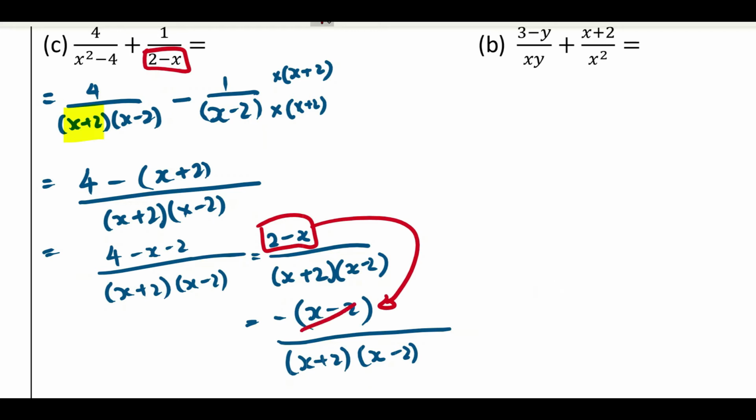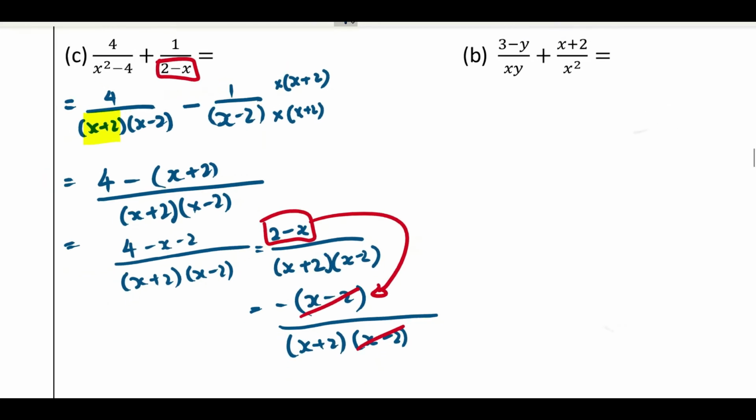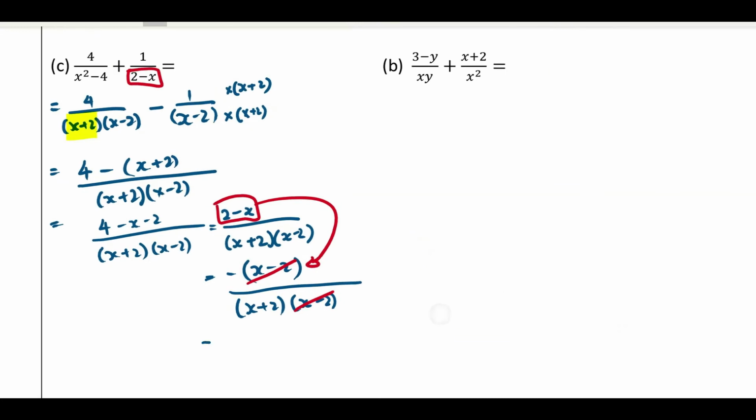Alright? Then this guy and this guy cancel. The answer is negative 1 over x plus 2. Okay, if you write it with the negative here, can. If you write it on the outside here, also can. So all these fraction techniques are very important. Make sure you go and practice them.